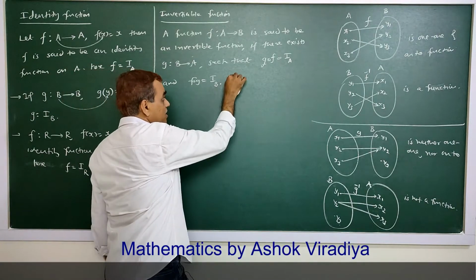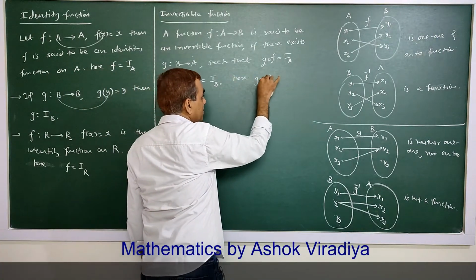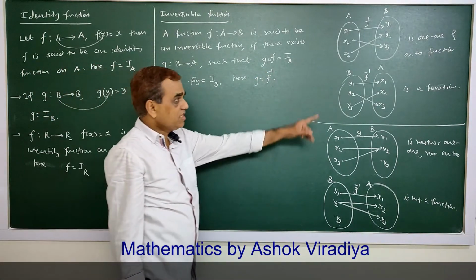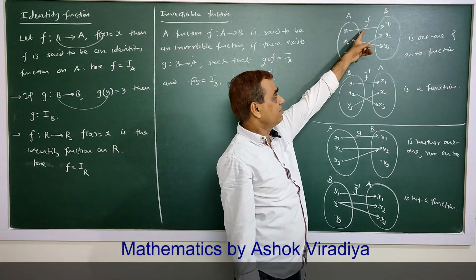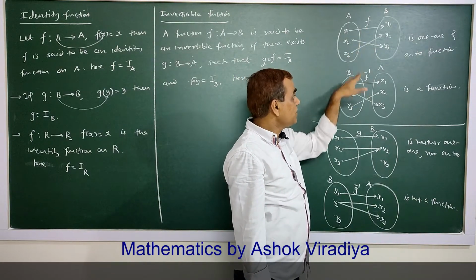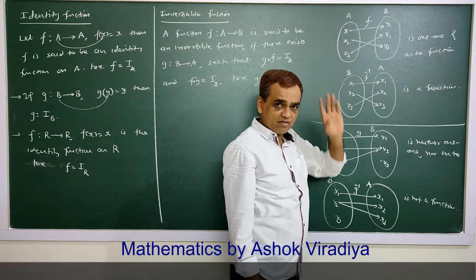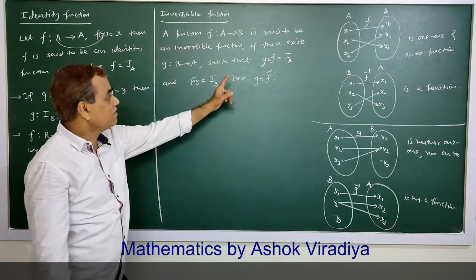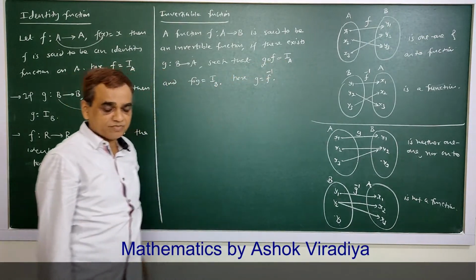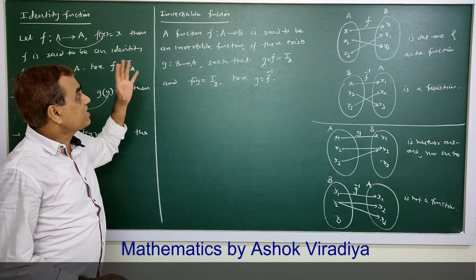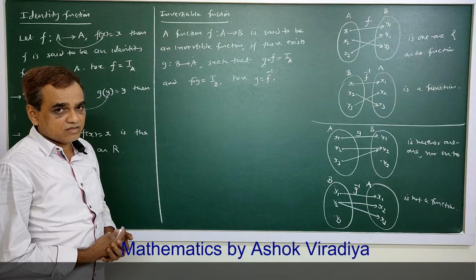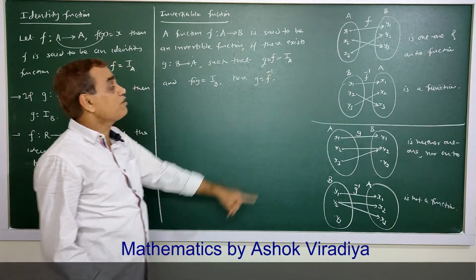And here g is denoted as f inverse. So this is g if this is f. So if you take the composition of f and g, f o g or g o f, both compositions will be the identity function. Both will be identity. So this is the definition of invertible function. g is said to be the inverse function of f.